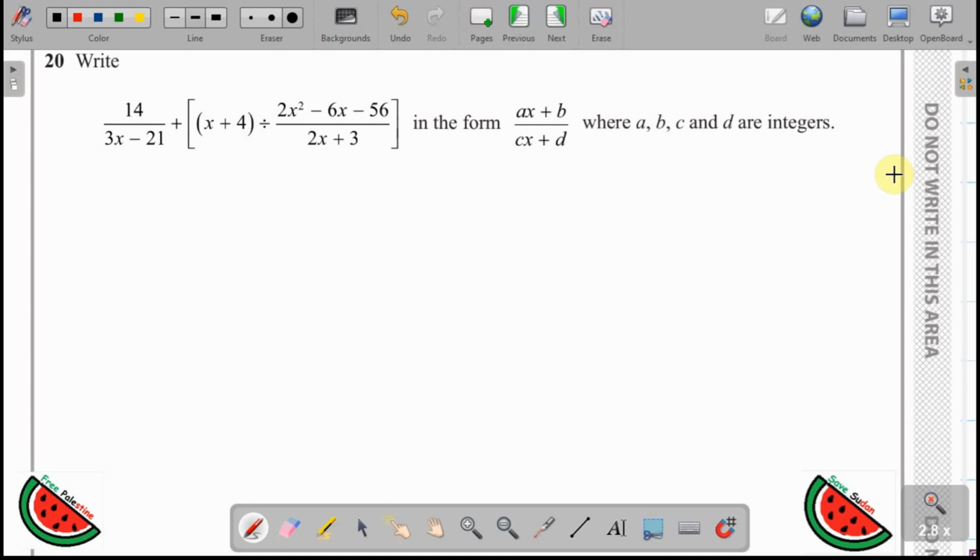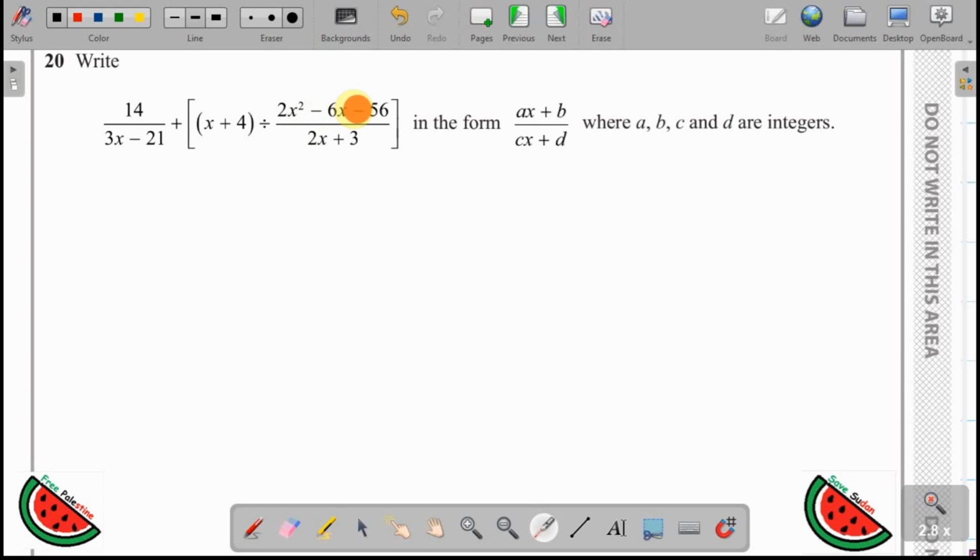This is an exam question. Let's get started. When I look at this question first, I can see that I have 14 over 3x minus 21. Both these terms in the denominator are multiples of 3, so I can factorize there. In addition, there's square brackets here, and within the square brackets there's a lot going on. I have x plus 4, there's a division sign, so I need to flip this part over, and I've got a quadratic over here, and the denominator is 2x plus 3.